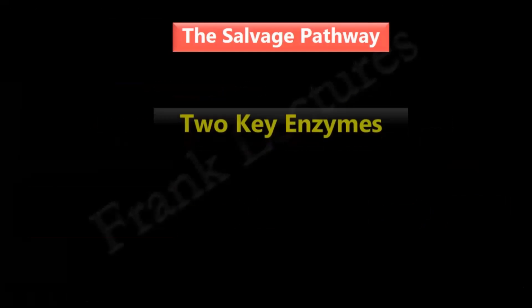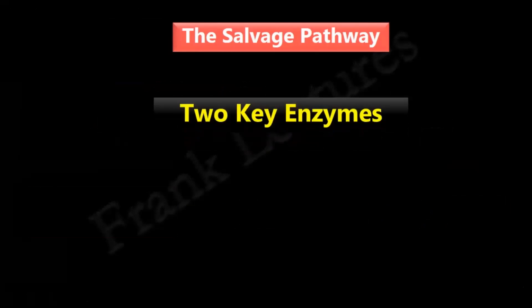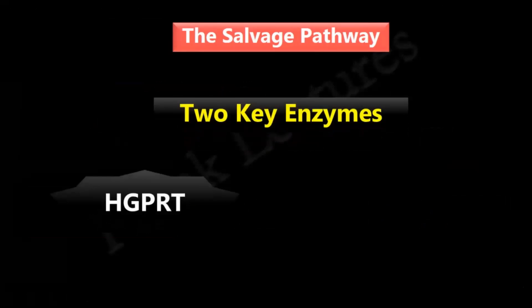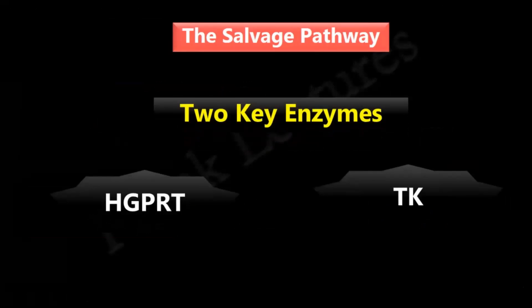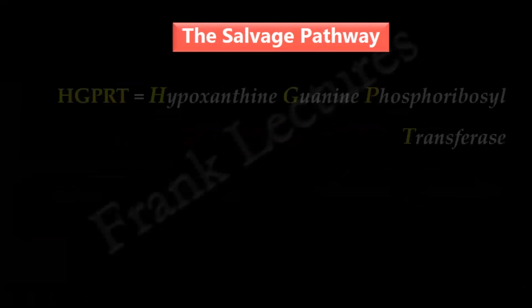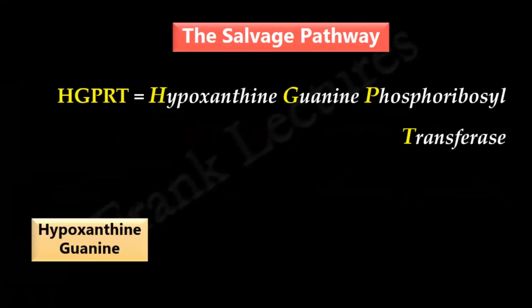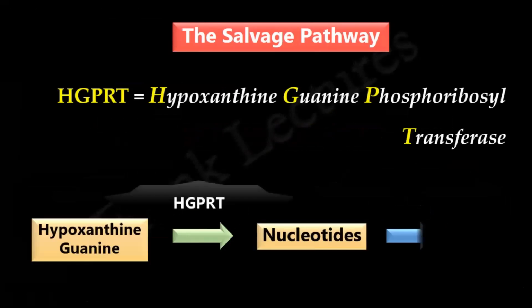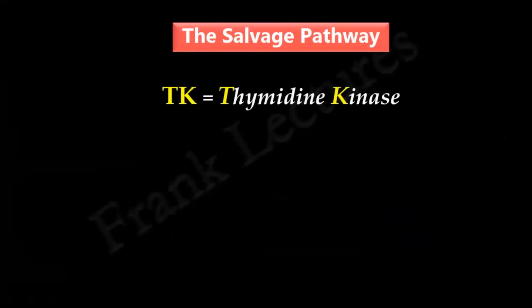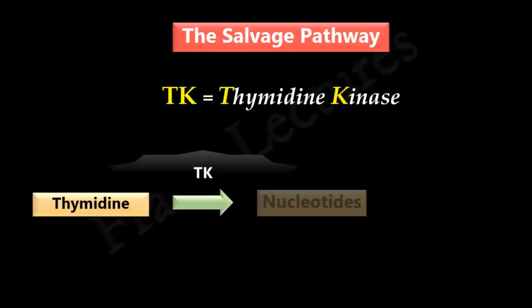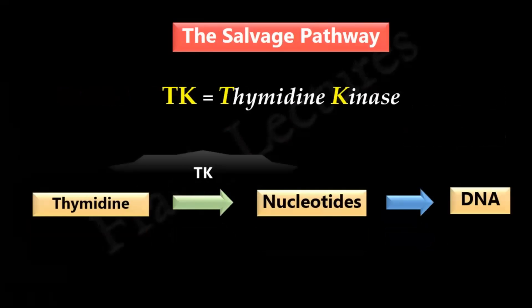The salvage pathway involves two key enzymes abbreviated as HGPRT and TK. HGPRT stands for hypoxanthine guanine phosphoribosyl transferase. This enzyme catalyzes the formation of nucleotides from hypoxanthine and guanine. The second enzyme, TK, stands for thymidine kinase. This enzyme converts thymidine into the corresponding nucleotide.